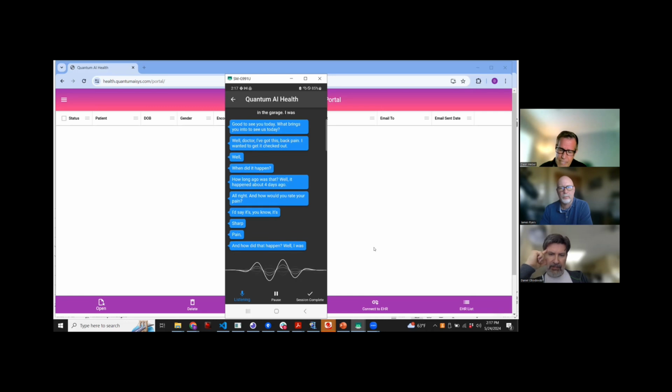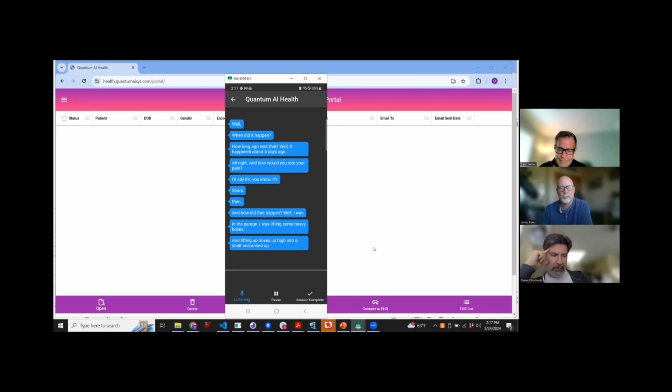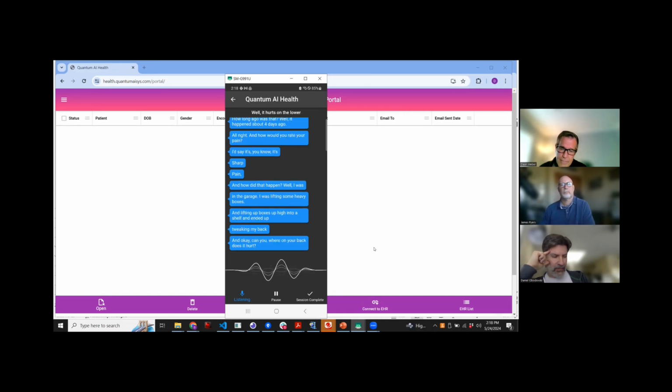I was lifting some heavy boxes, lifting up boxes up high into a shelf, and ended up tweaking my back. Okay, where in your back does it hurt? Well, it hurts on the lower right side of my back.